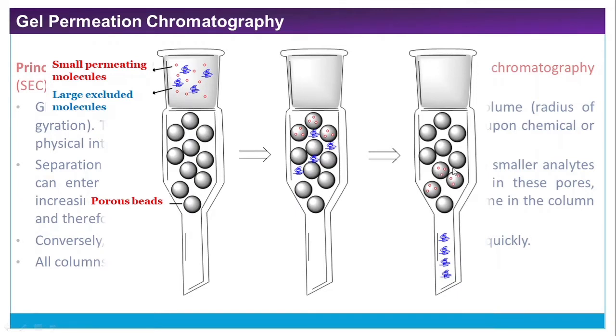In this way, the analytes can be separated according to their size. Small sized analytes come later and bigger sized analytes come first. In this way, gel permeation chromatography separates the analytes according to their size. This technique can be used for the separation of polymers mostly.